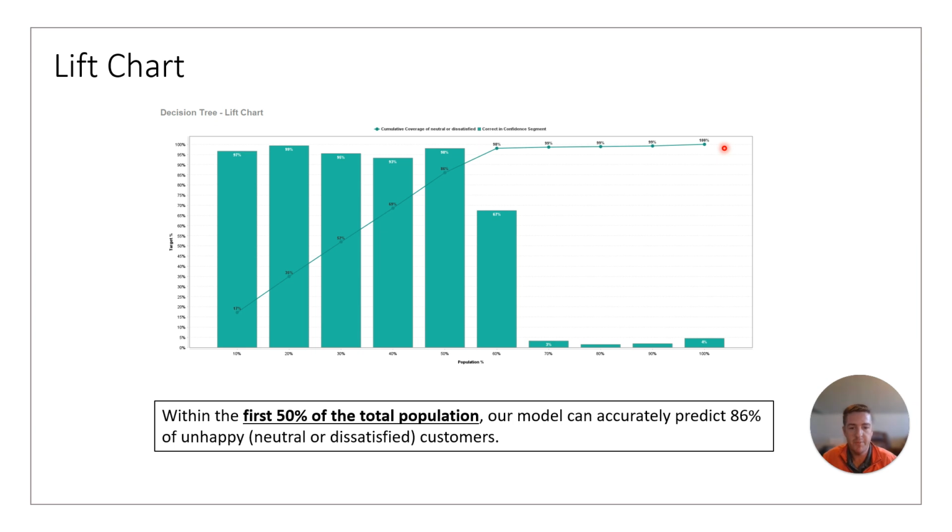Within the first 50% of the total population, so you can see these first 5 green columns, our model can accurately predict 86% of unhappy or neutral or dissatisfied customers. The chart highlights the model's strength in accurately identifying a high proportion of neutral or dissatisfied individuals early on, making it a valuable tool for targeting interventions and improving overall customer satisfaction.